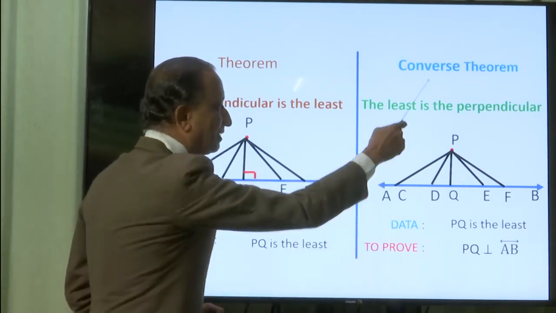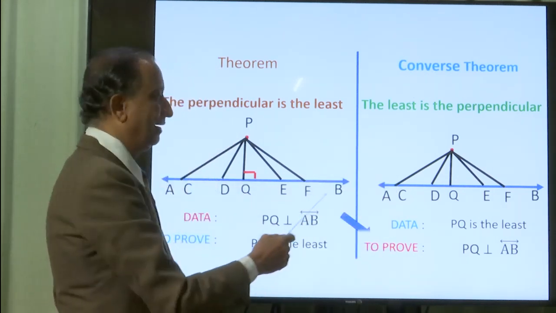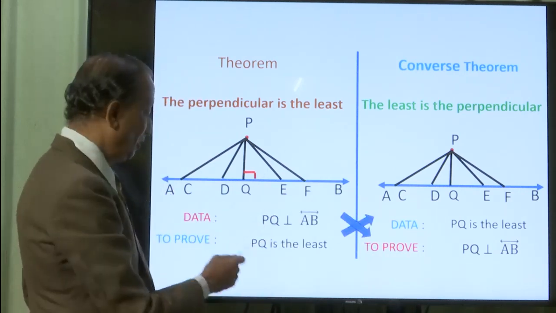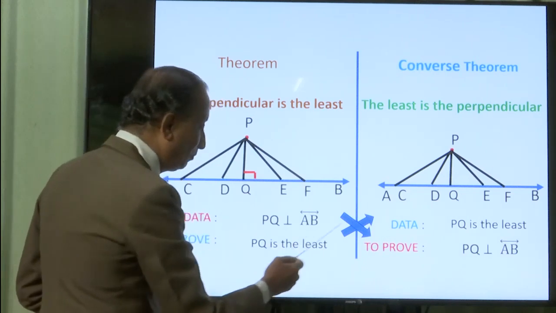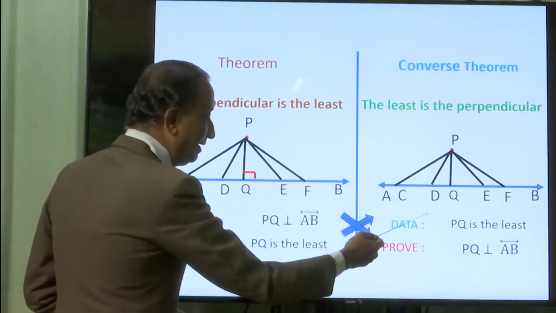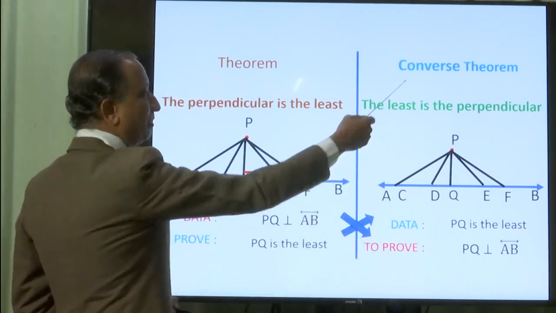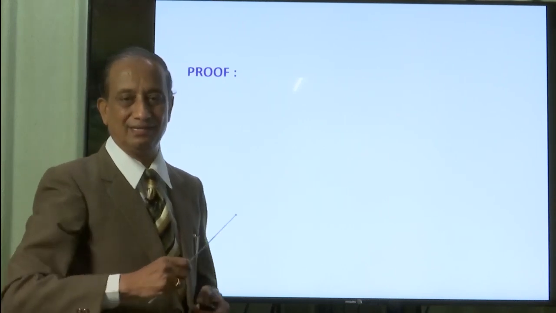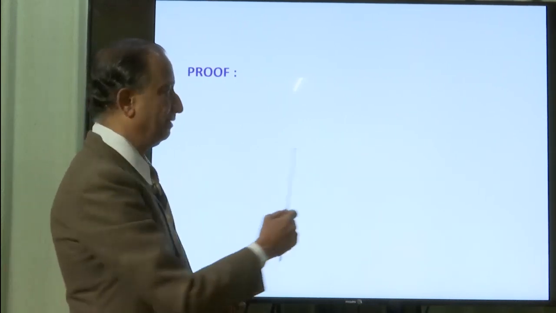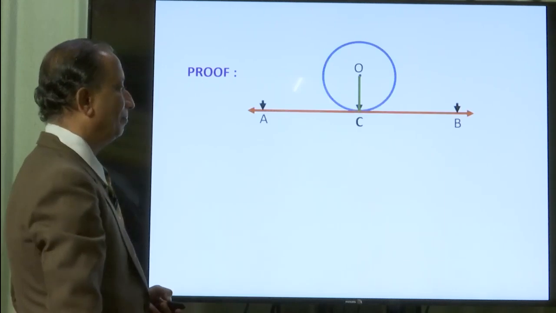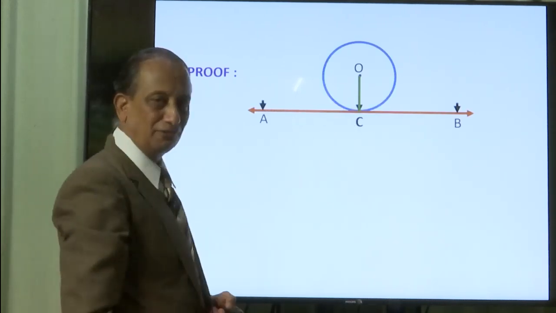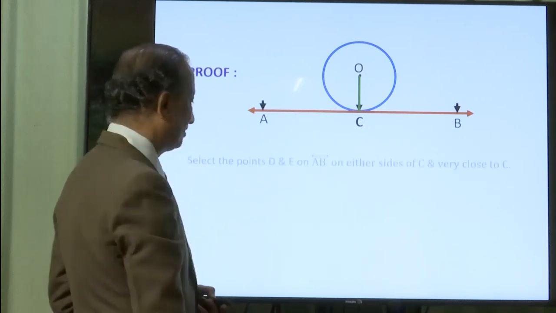So, with the help of this converse of this theorem, let us understand the radius and tangent theorem. So, data has been made to prove, and to prove has been made data. So, such statements are called converse statements, converse theorem. So, now with this prerequisite, I think we can comfortably understand the proof for our theorem. Okay, here is the tangent, here is the radius, this is the point of contact. Now look at the arguments.